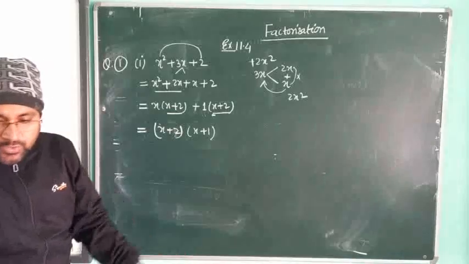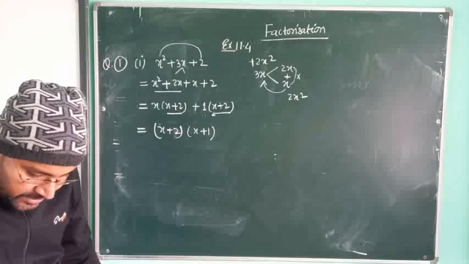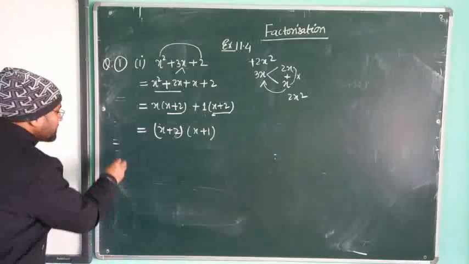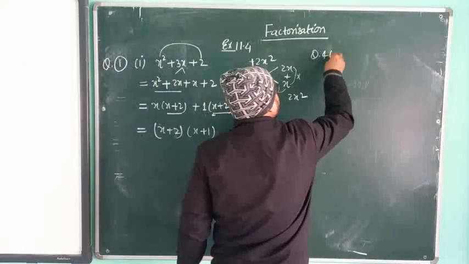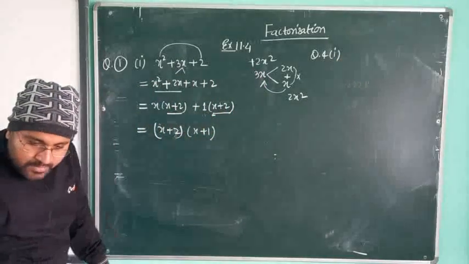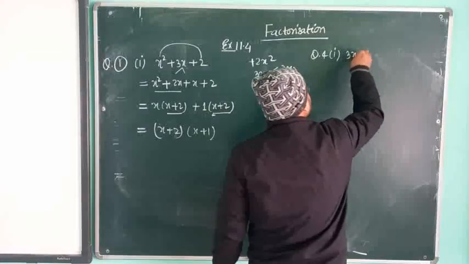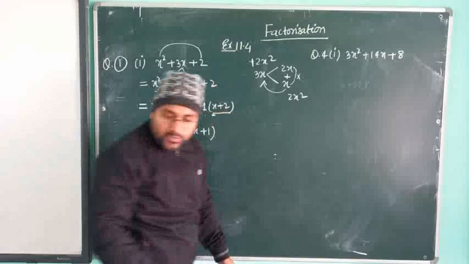Okay, so I want to do one more question in this one. You can see this question number 4, the first part. 3x square plus 14x plus 8. This is your question.